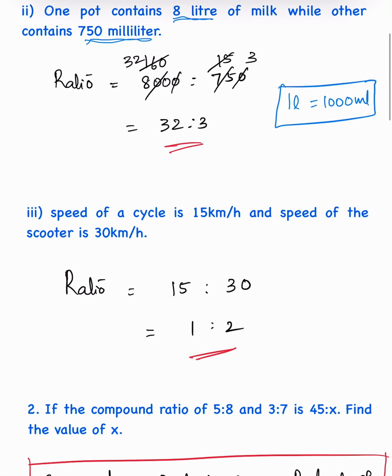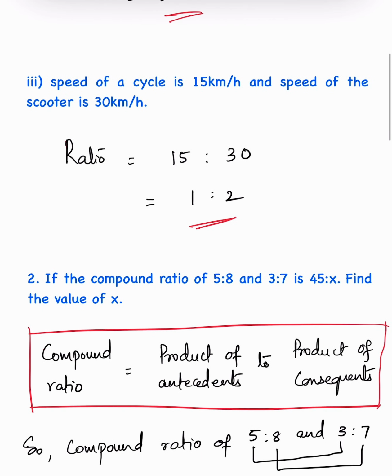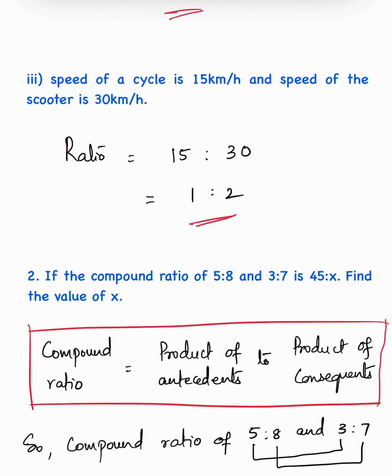Speed of a cycle is 15 km per hour and speed of the scooter is 30 km per hour. Because both of them are expressed in kilometer per hour, the ratio is 15:30, which is equal to 1:2.